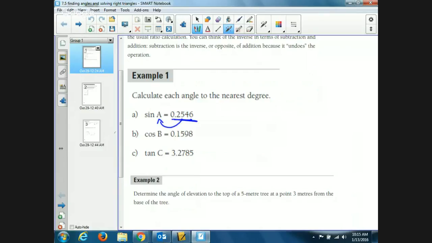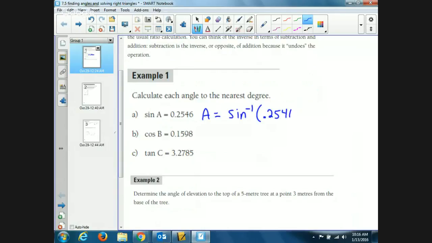Solve it. Rewrite this right beside here as A equals, because this is the angle, and then we'll talk about it. This undoes the sine: sine inverse of 0.2546. Now, how you calculate it is the important thing. You've got to be with us.